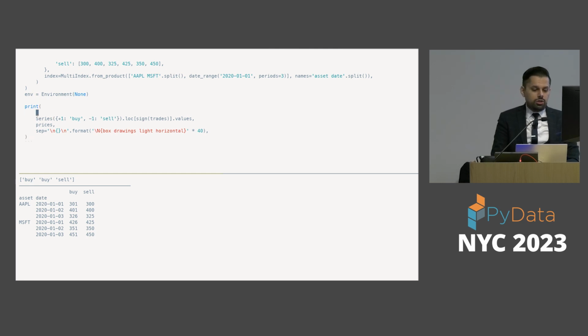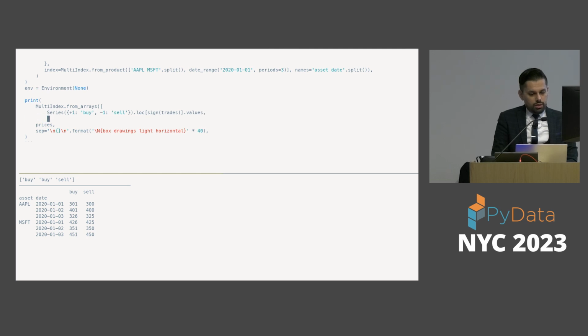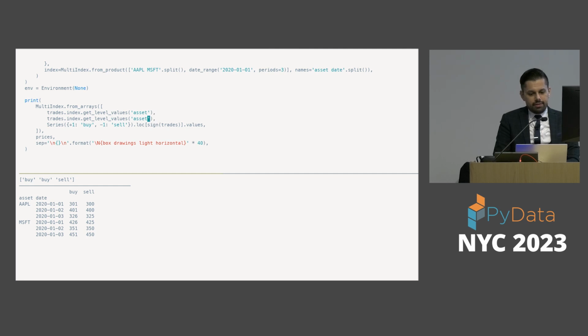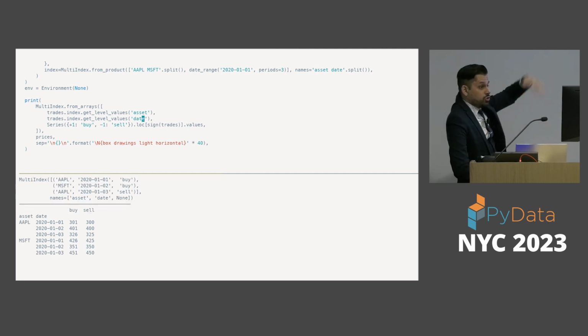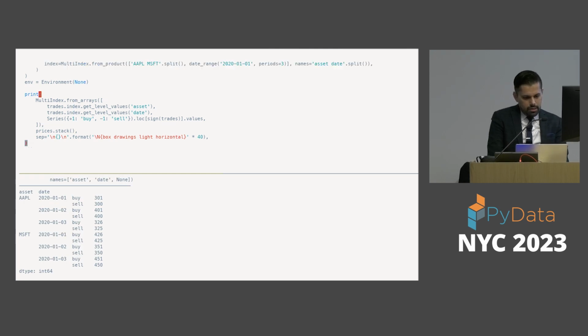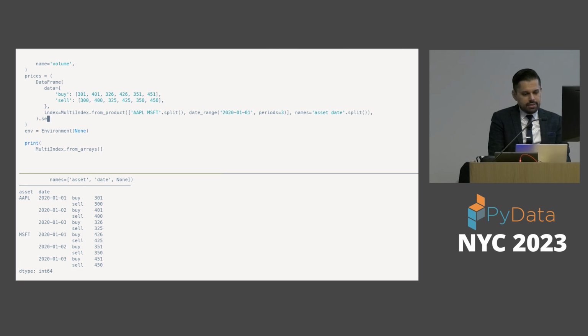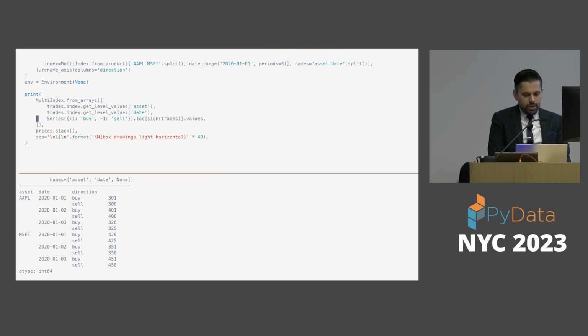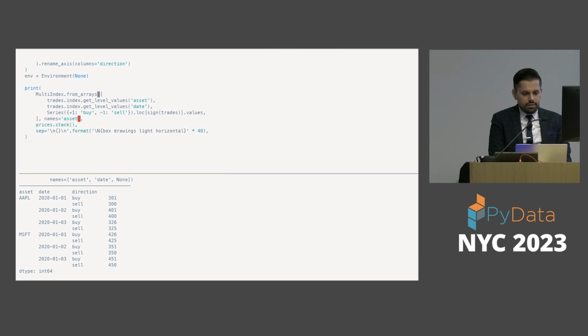We can take this result and construct a multi-index from this. So what we'll do is construct a multi-index from the buys or the sells, from the asset, and let me see what, asset, date. Okay, so asset, date, and buys and sells. So now we have a multi-index that matches what we actually want to do a lookup on. And here, all we have to do is stack that level. Now we're going to name some things here. We're going to do a set axis or rename axis, columns equals direction, so we know the direction of the trade. And that way we can give this names: asset, date, and direction.